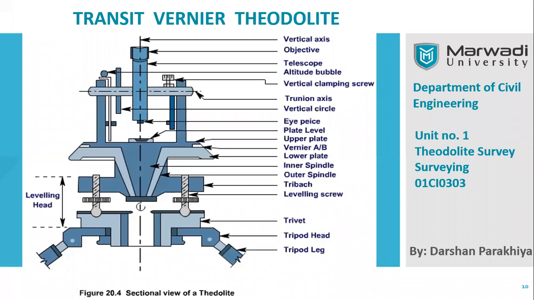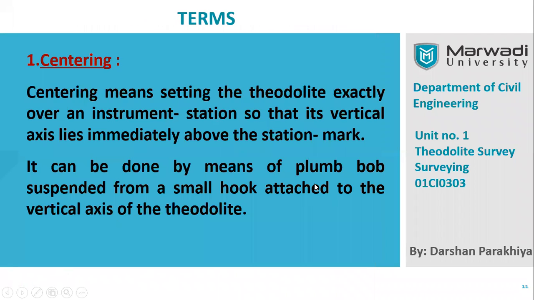So the role of vernier A and B is to measure the horizontal angle, and the role of vernier C and vernier D is to measure the vertical angle of the theodolite. Then below this part there is the leveling screw, and below that there is a tripod. The leveling screw is used for leveling the theodolite.